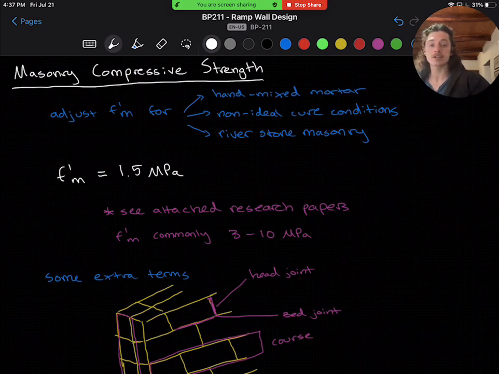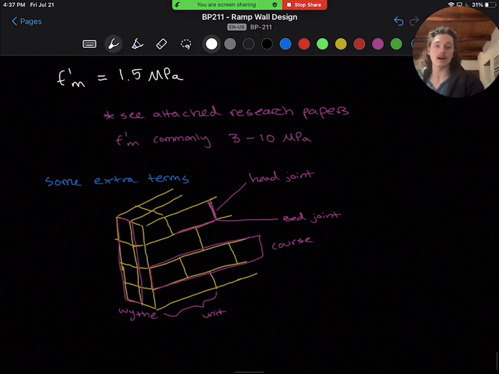And then I also added a few extra terms in here for you, just for the purpose of identifying masonry parts. A unit is going to be a single brick or rock in our case. A course is going to be a horizontal row, if you will, of masonry. A withe is going to be a column of masonry. And then we have our bed joint, which we discussed a bit earlier, which is going to be the joint that the stone or the brick lays down onto. And we have our head joint, which is going to be the joint between units in a course.